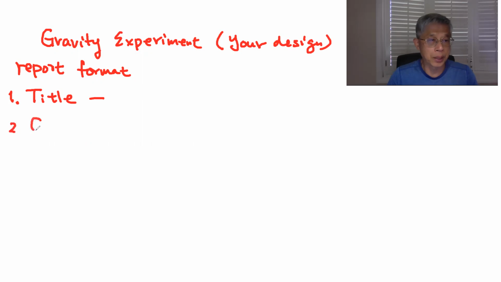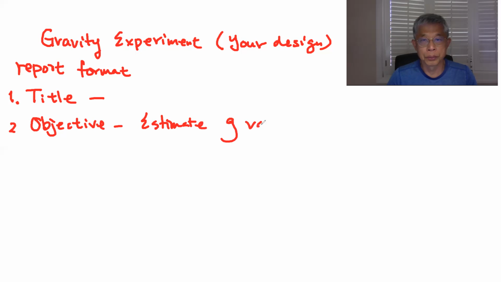Two is the objective. So you can say estimate G value in your neighborhood, right? Okay.